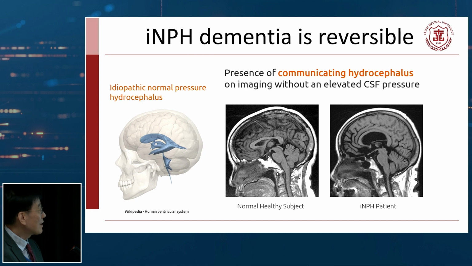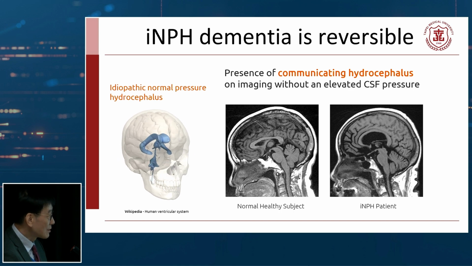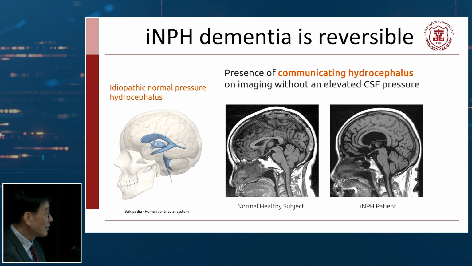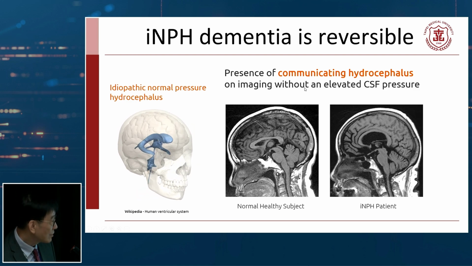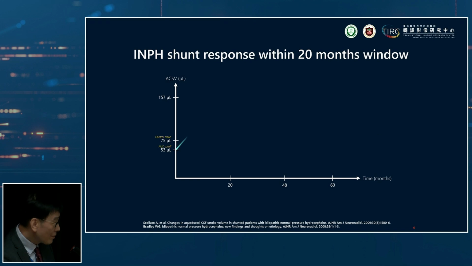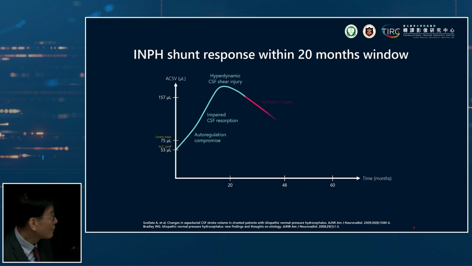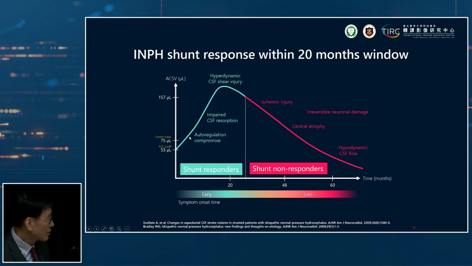iNPH is a dementia, but we know it's reversible, and the image is quite typical. The patient has communicating hydrocephalus without drastically elevated CSF pressure. As you can see here, the corpus callosum outward bowing is quite typical. Importantly, within 12 months of symptom onset is the typical period for shunt response, because the aqueduct stroke volume of CSF tends to increase, then decrease after this window. Then the brain develops central atrophy.